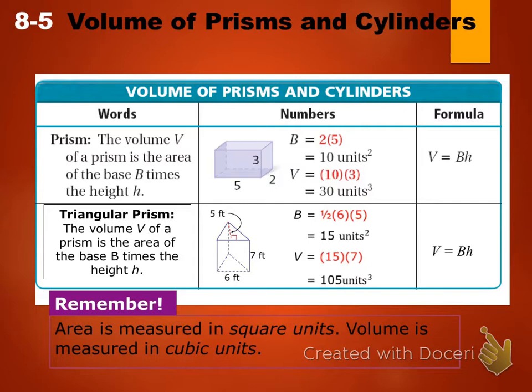The triangular prism, again, remember that finding the area of a triangle is half the base times the height. So to find that, we have the base equals 1/2 of 6 times 5, which is 15 units squared. And the volume is that 15 times the height, which is 7, giving us 105 units cubed. Remember, area is measured in square units, and volume is measured in cubic units.